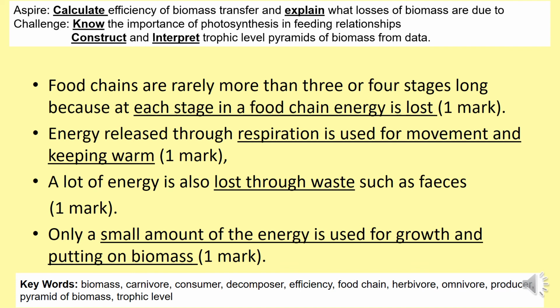Okay, let's look at a mark scheme. So, point number 1, food chains are rarely more than 3 or 4 stages long because at each stage of the food chain energy is lost. Okay, second bullet point. Energy is released or lost through respiration and used for movement and keeping warm. Number 3, a lot of energy is also lost through waste such as feces, skeletons, fur. Any of those will do as a relevant point. And lastly, only a small amount of energy is used for growth and putting on biomass.